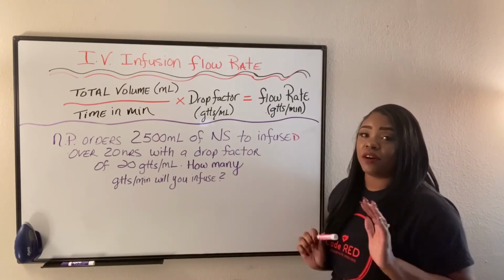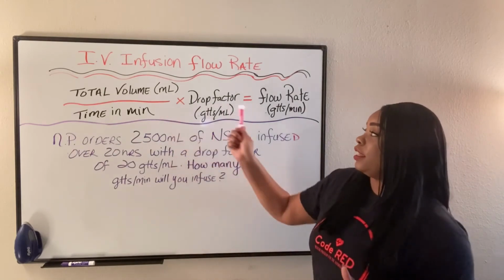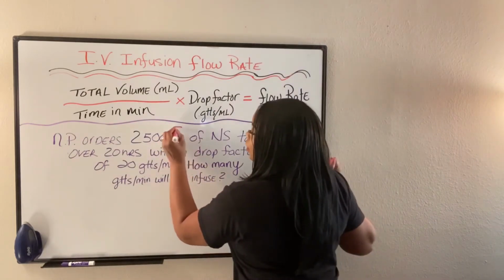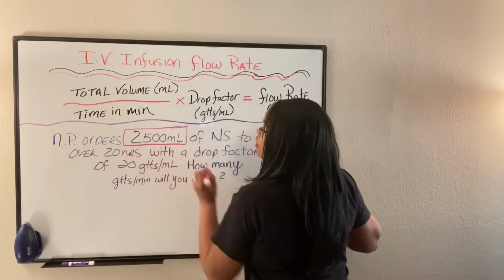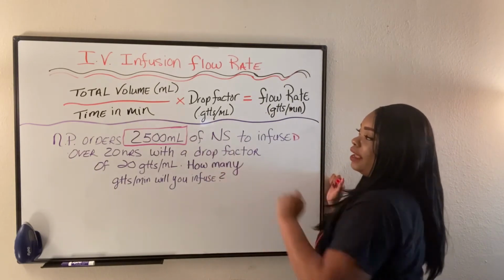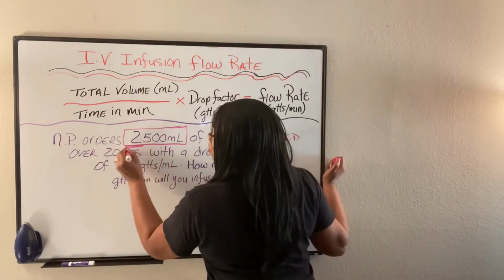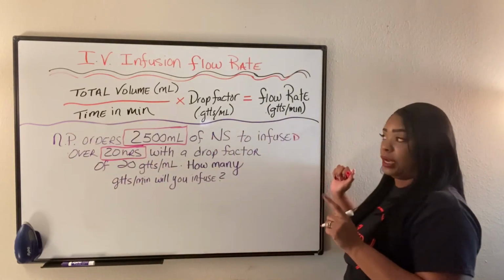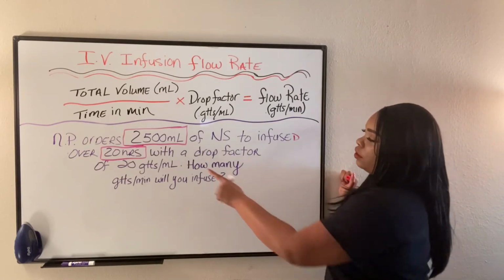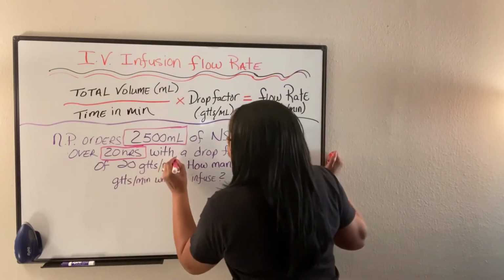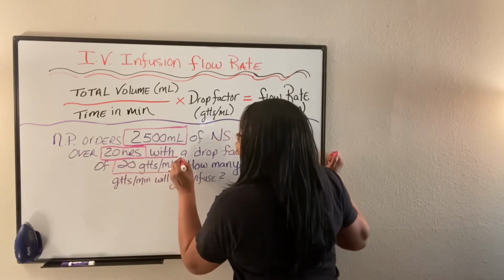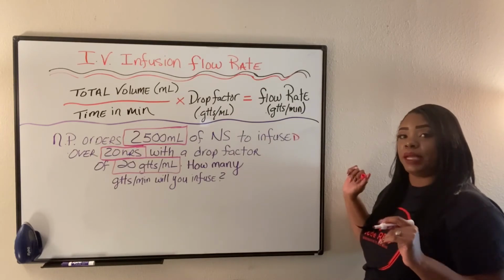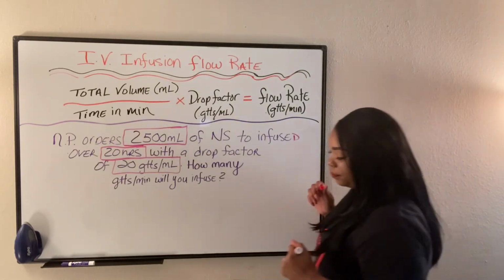First, we'll check to make sure we have all of the elements that we need in order to plug it into this formula. So, total volume in milliliters. Yep, we have that, 2,500 milliliters. Time. Now we have the time, but we don't have it in minutes. We have 20 hours, so we're gonna have to convert that. And the drop factor of 20 drops per milliliter. So we have everything we need. We just have to do one simple conversion, and then we can plug the information into our formula.